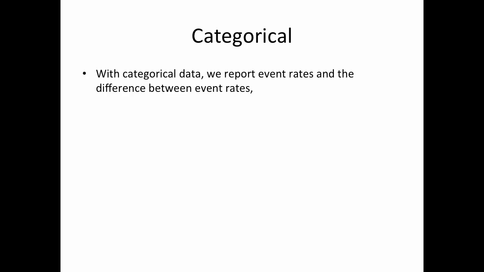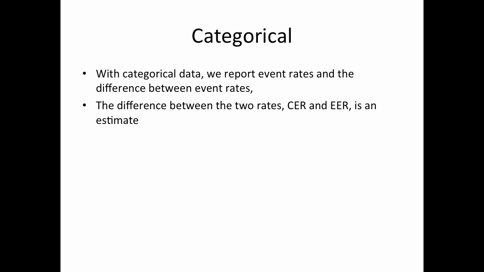If you remember, we started at the beginning by saying there were 2 types of data, categorical and continuous. Categorical data, you will remember, we report as event rates. And when we compare control groups and treatment groups, we look at the difference between the event rates in both groups. Then the difference between the 2 rates, CER and EER, if you remember, which stand for comparison event rate or control event rate on the one hand, and exposed event rate or experimental event rate on the other, is an estimate. And like all estimates, we can calculate a confidence interval around such things as the risk difference.